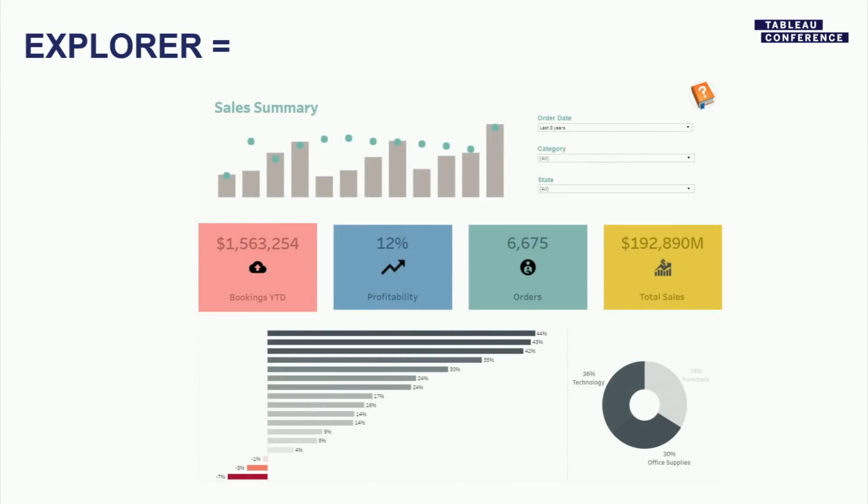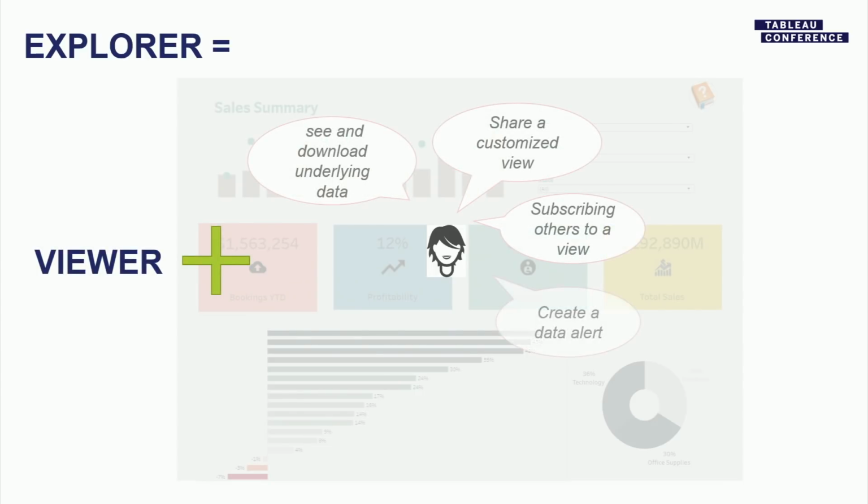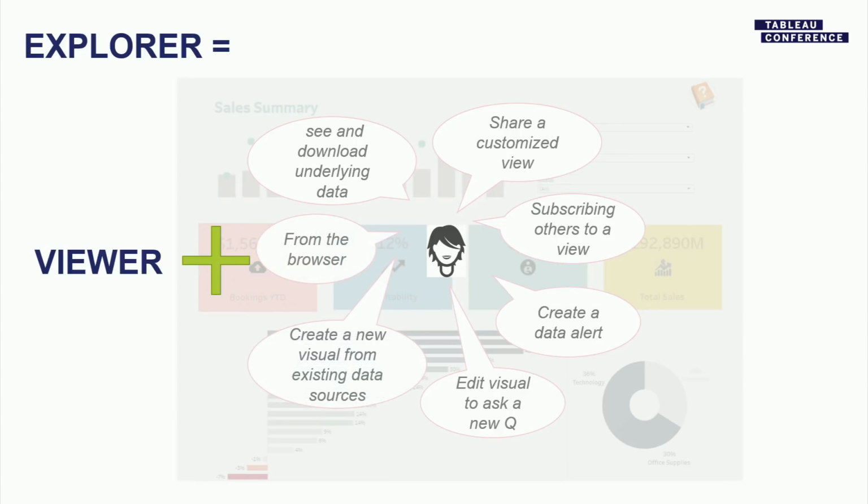Okay, let's kind of just understand what the Explorer can do. So this may be a good time for you to take that picture, right? So Explorer is a user who can do everything that a viewer can do, but they can see and download that underlying data as well. They can create and share a custom view. They can subscribe others to a view, obviously themselves as well. They can create a data alert, obviously receive a data alert as well.